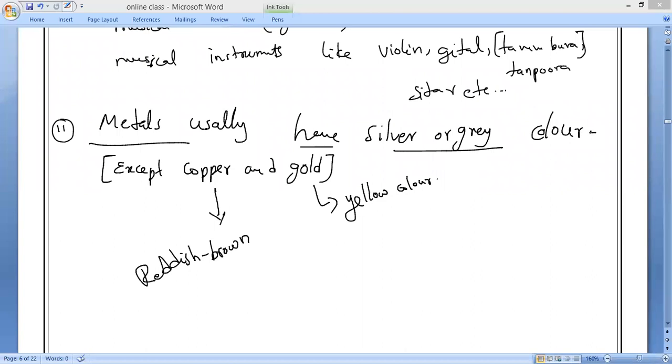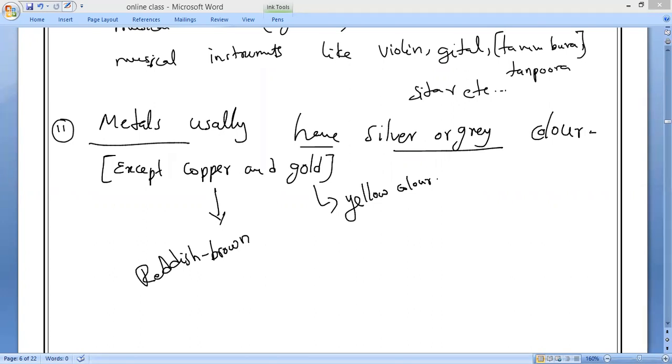Because of these properties, metals are widely used in our daily life for a large number of purposes. Do you all have a kitchen in your home? Kitchen utensils are made with metals only. Electric fans are made with metals. In grinders and mixers, the teeth inside are made with metals only. Sewing machines too.